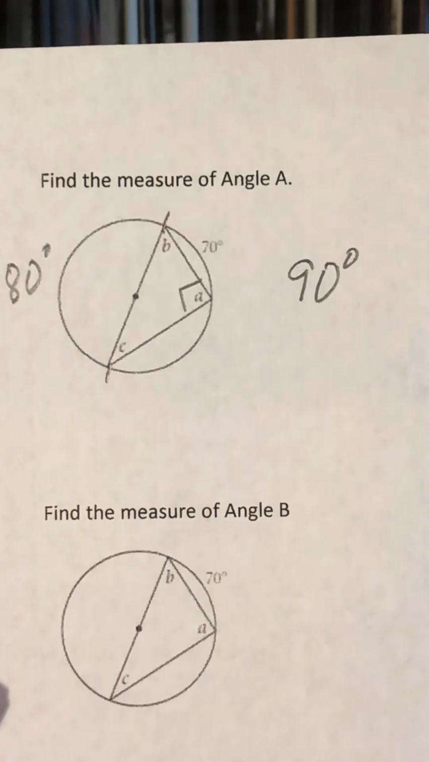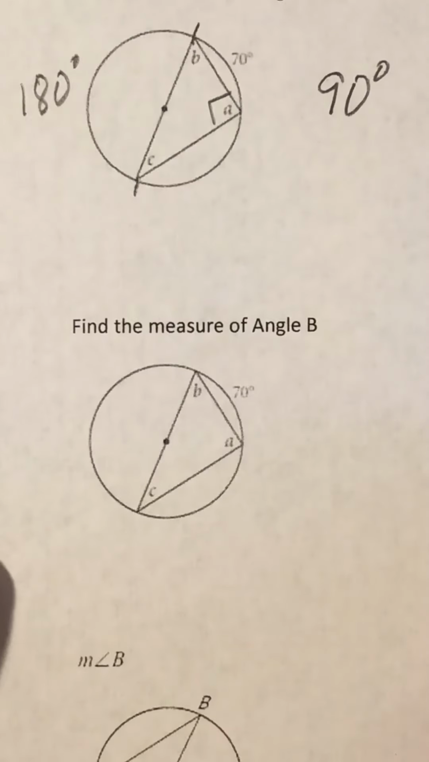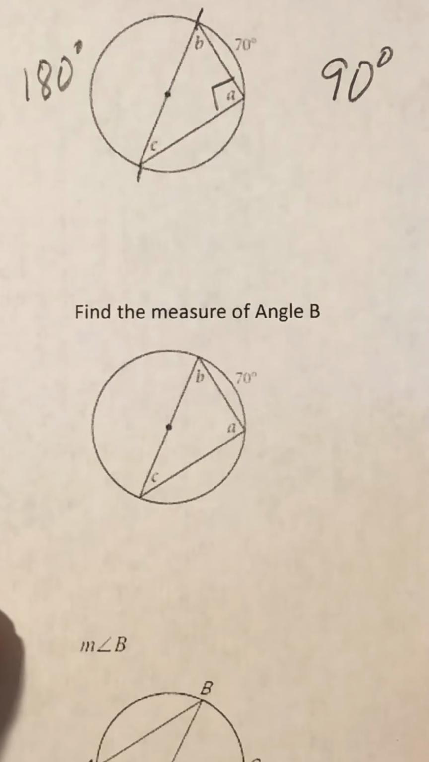So again, if a triangle is inscribed in a circle and one side of the triangle is the diameter, then it's going to be a 90-degree triangle. So the measure of angle A is going to be 90 degrees. Now the next problem asks us to find the measure of angle B.